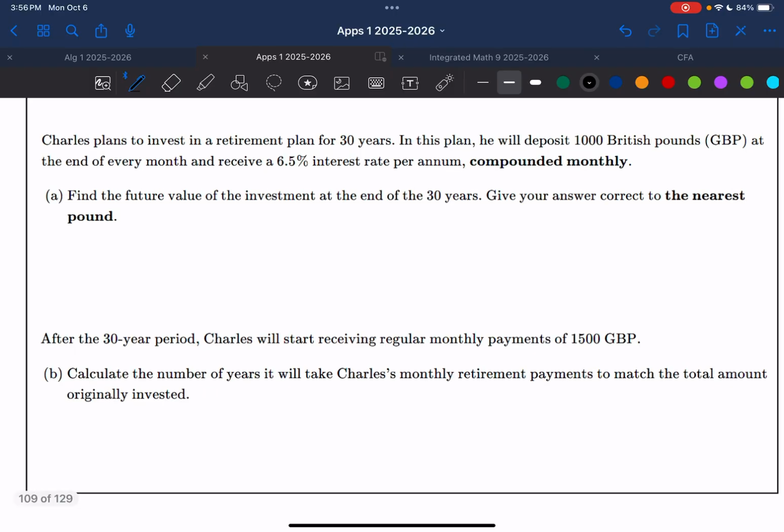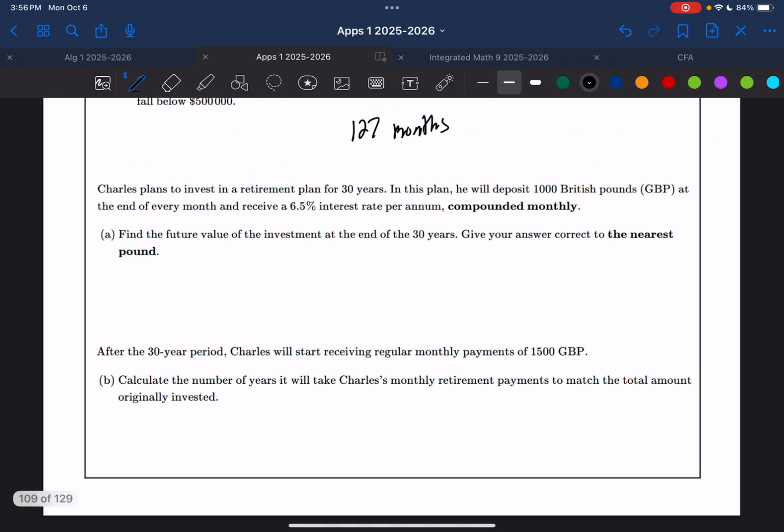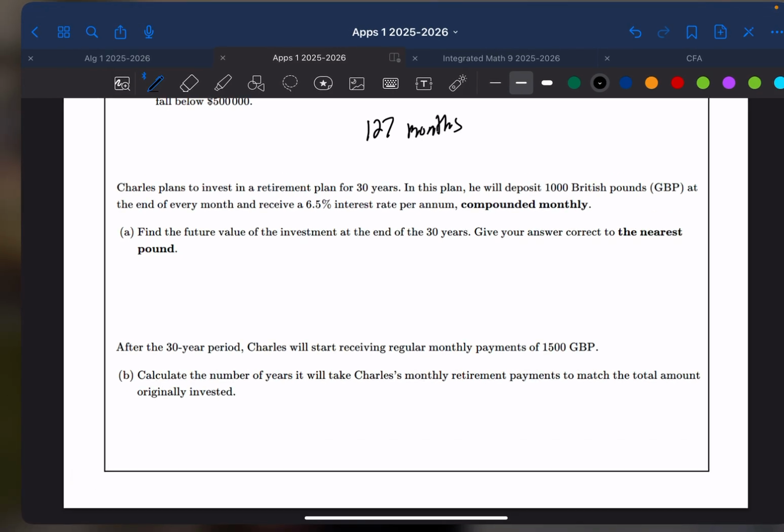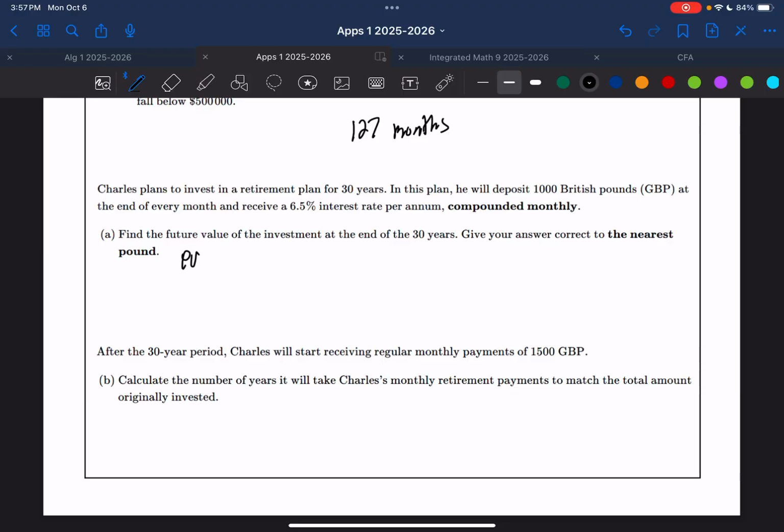All right. If we go down here, we get Charles plans to invest in a retirement plan for 30 years. In this plan, he will deposit 1,000 Great British pounds at the end of every month and receive 6.5% interest rate per annum, compounded monthly. Find the future value of the investment at the end of 30 years. Give your balance to the nearest pound. All right, so we have 1,000 pounds. The interest rate, 6.5.